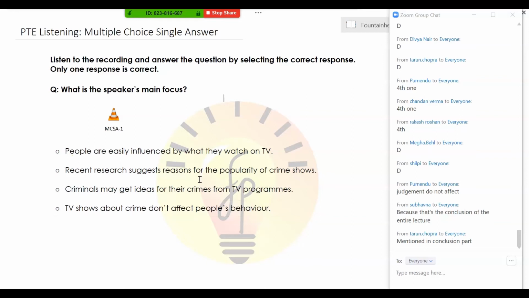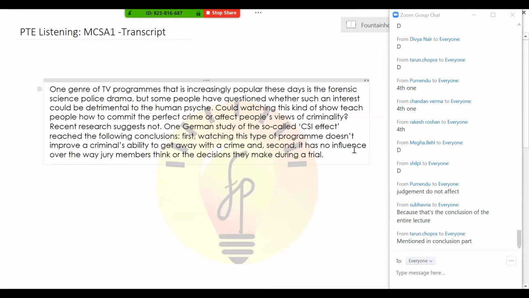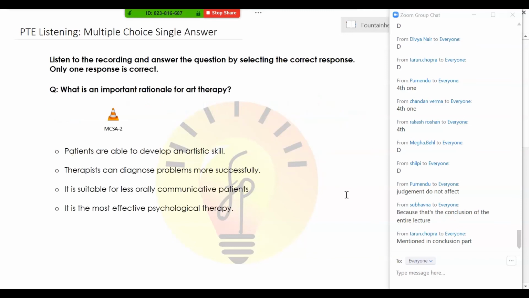Alright, so next one. Yes, so here is the transcript. And it has no influence over the way jury members think or the decisions they make during a trial. And watching this type of program doesn't improve a criminal's ability to get away with a crime. So these are the major things. Alright, so here you go, next one. I'm going to play this audio.